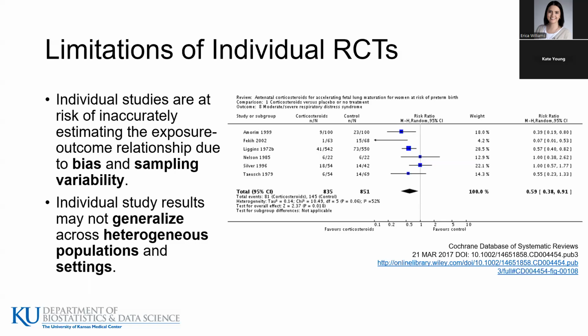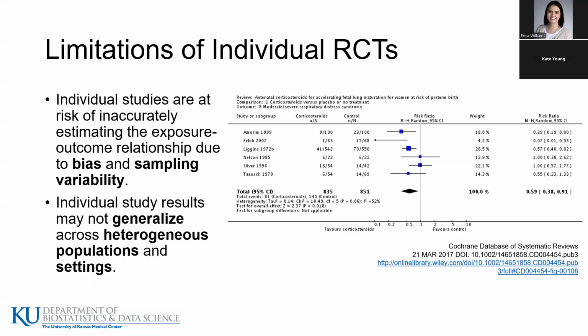So in this figure, we can see the results of 6 different studies, and each study was designed to detect whether corticosteroids given during the antenatal period are effective in accelerating fetal lung maturation in women at risk of preterm birth. So this figure displays the risk ratio and the 95% confidence interval for moderate to severe respiratory distress syndrome comparing corticosteroids to the control. So this line at 1 will indicate whether the treatment reduced the risk or increased the risk.